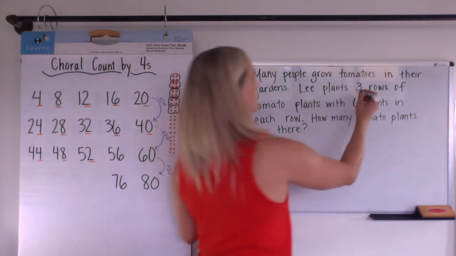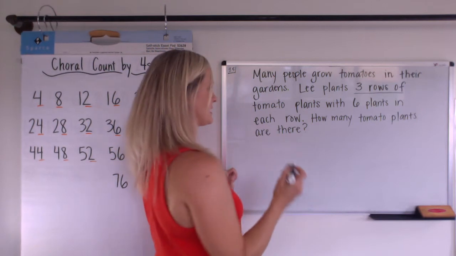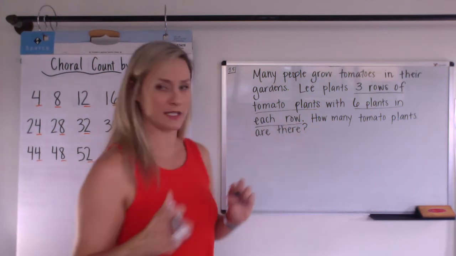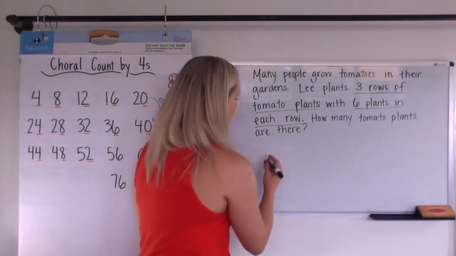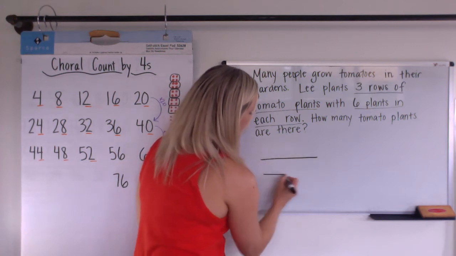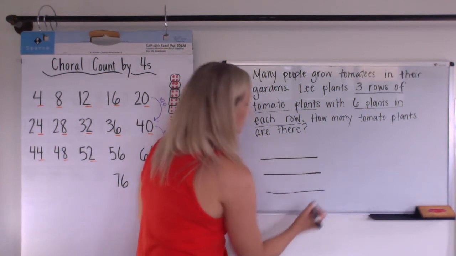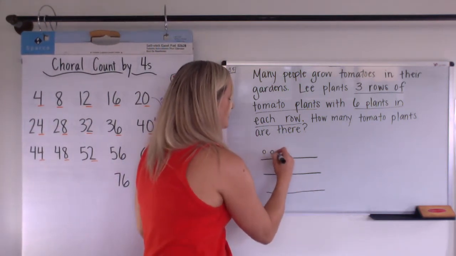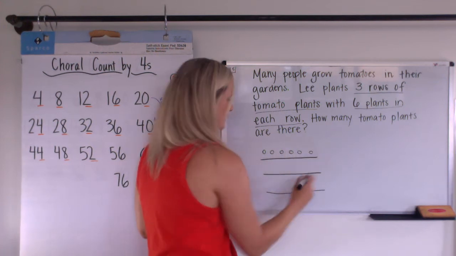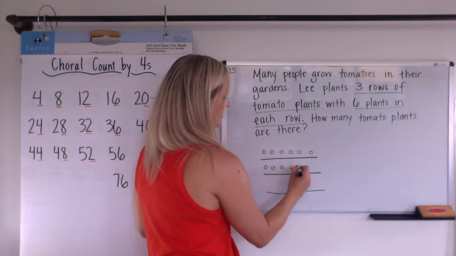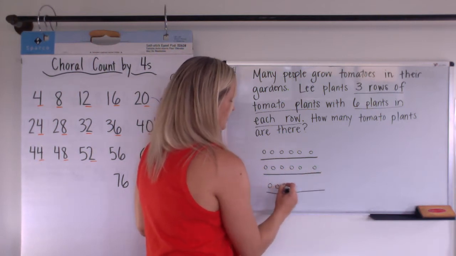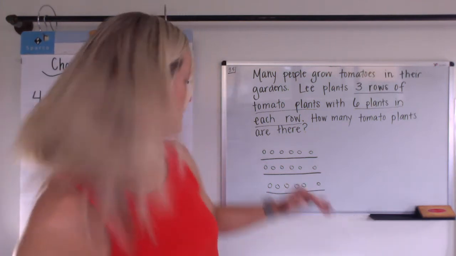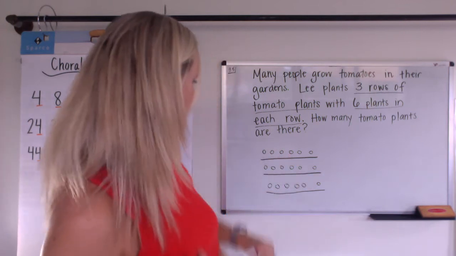Okay, so he's going to plant 3 rows of tomato plants with 6 plants in each row. Okay, so I'm going to check this out now. So maybe I'll just even draw myself 3 rows. And then I'm going to put 6 plants in each row. So ready? 1, 2, 3, 4, 5, 6. Okay, so that's one way to think about it, right? I have 3 rows, 6 plants in each row.